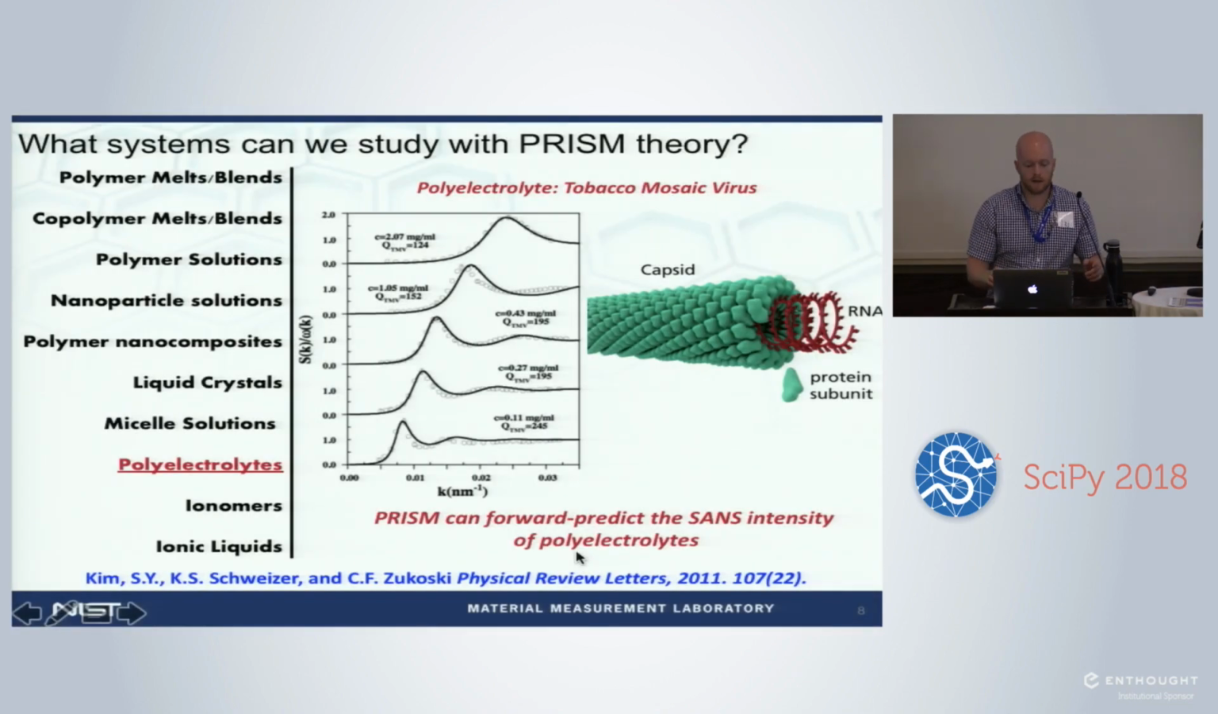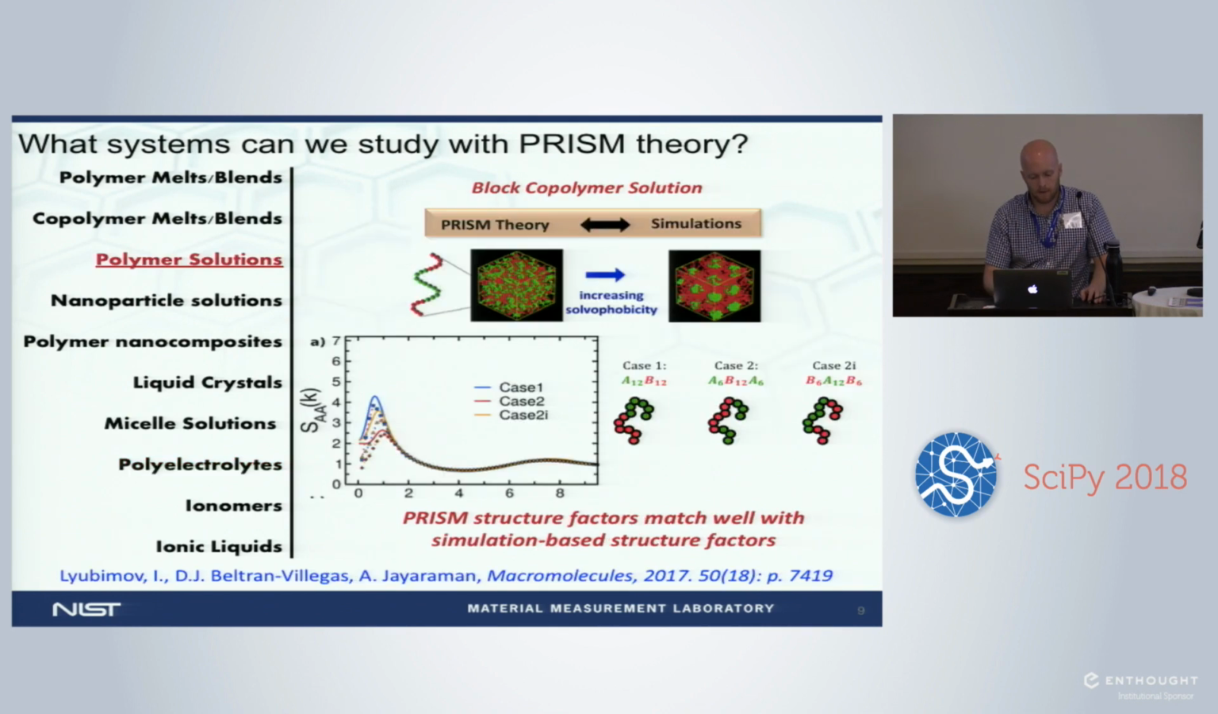We can even do systems which are sort of biological in nature, these polyelectrolyte systems. Here, they're modeling the structure factor of these tobacco mosaic virus particles. We can do copolymer systems of all kinds of different sequences. And so PRISM, again, is not just a theory for a small range of systems, it's a theory for an entire domain of systems.